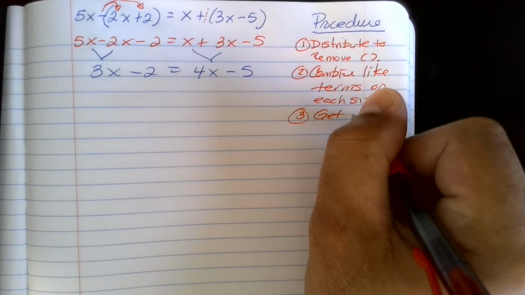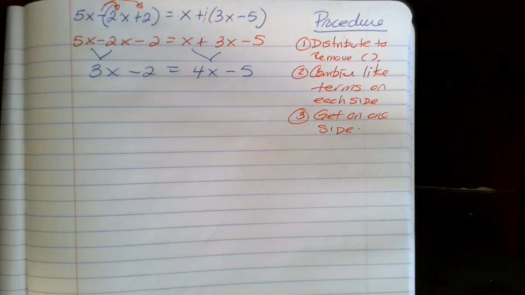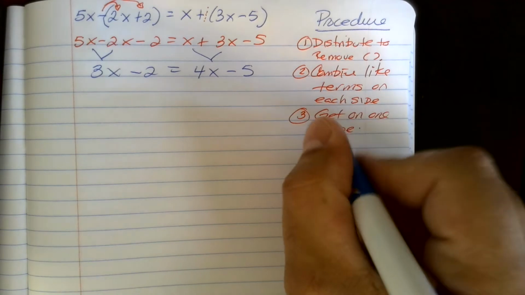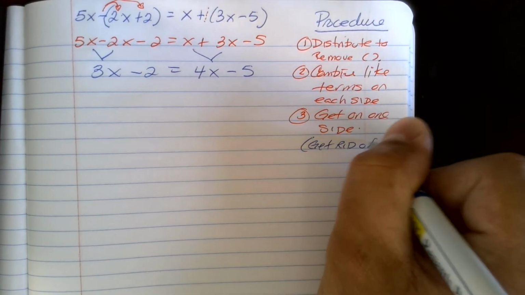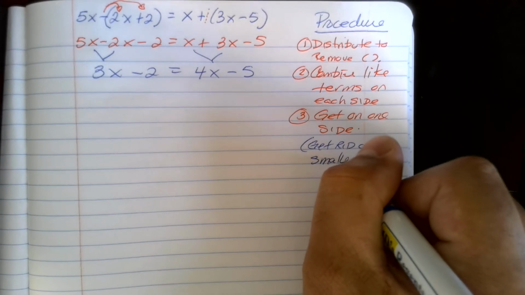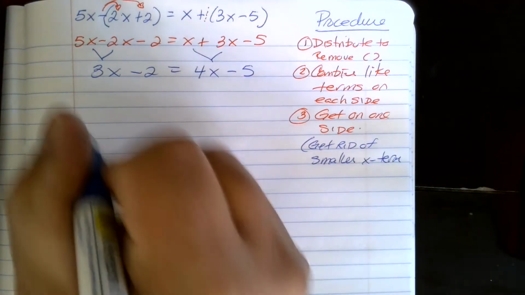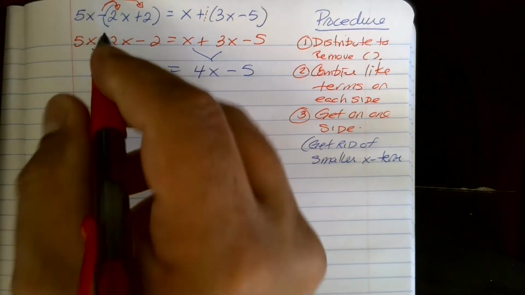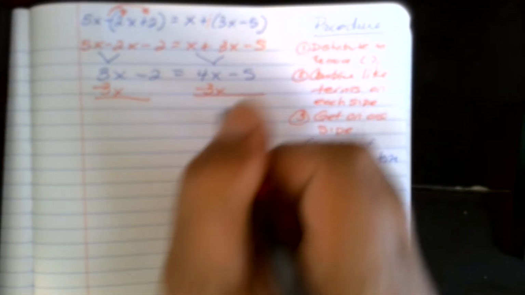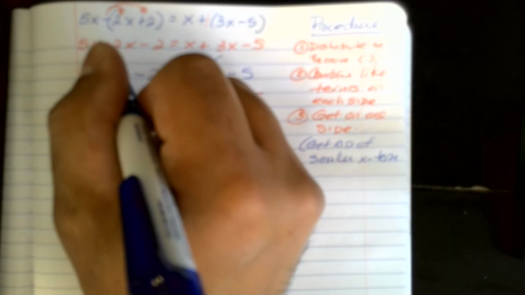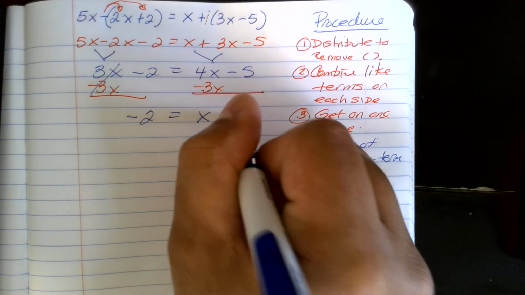Now I want to get x on one side. I always say I like to get rid of the smaller x. So in this case, the smaller x term would be the 3x. So I'm going to want to subtract 3x from both sides of the equation. And that's going to leave me with, those are going to be gone. I'm going to have -2 is equal to x minus 5.